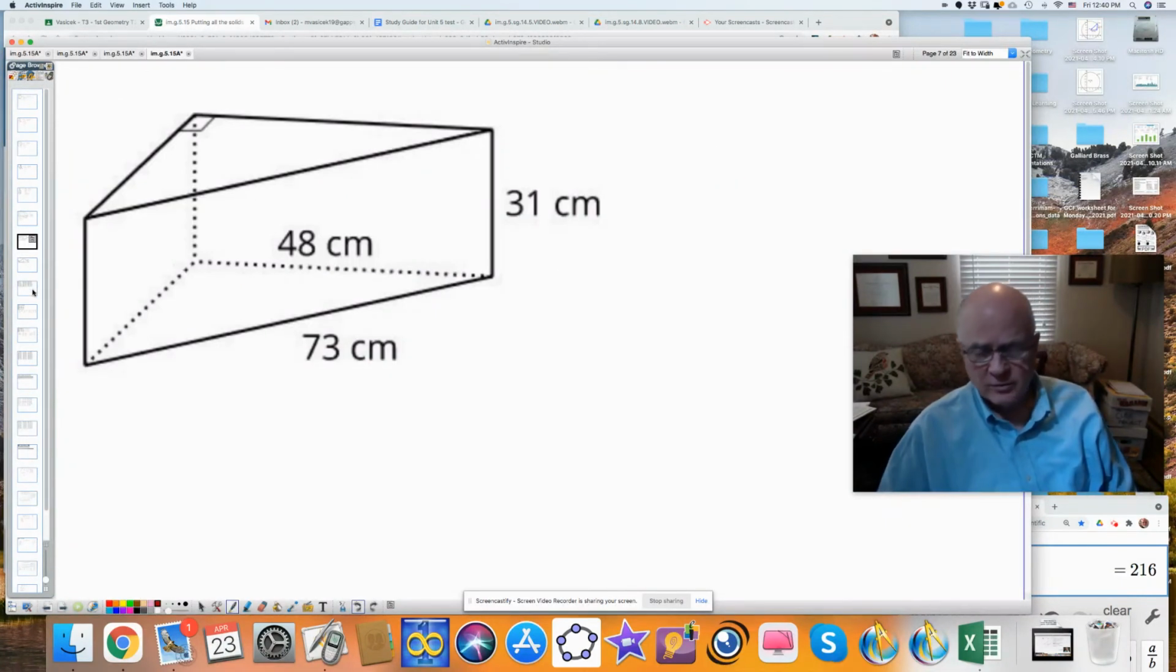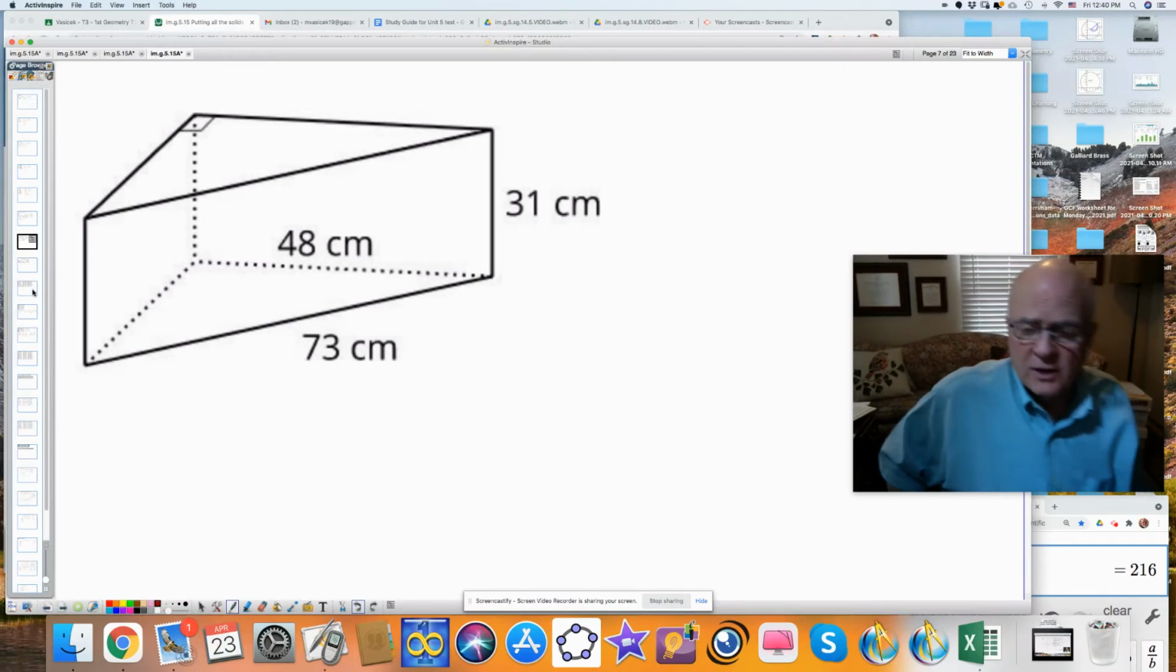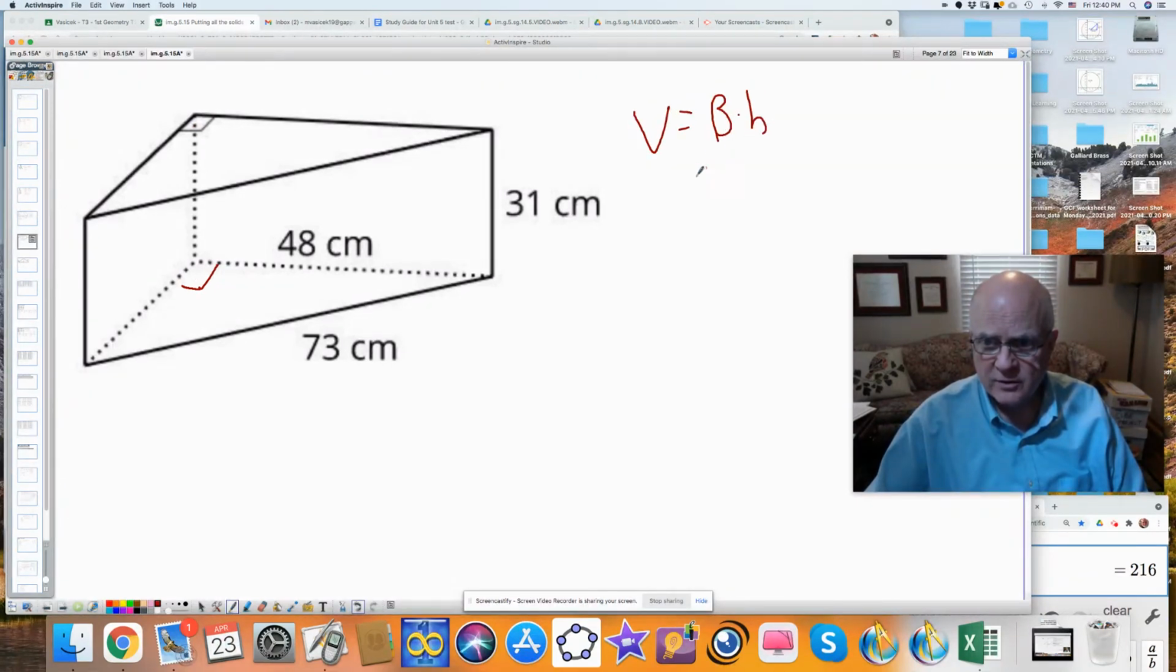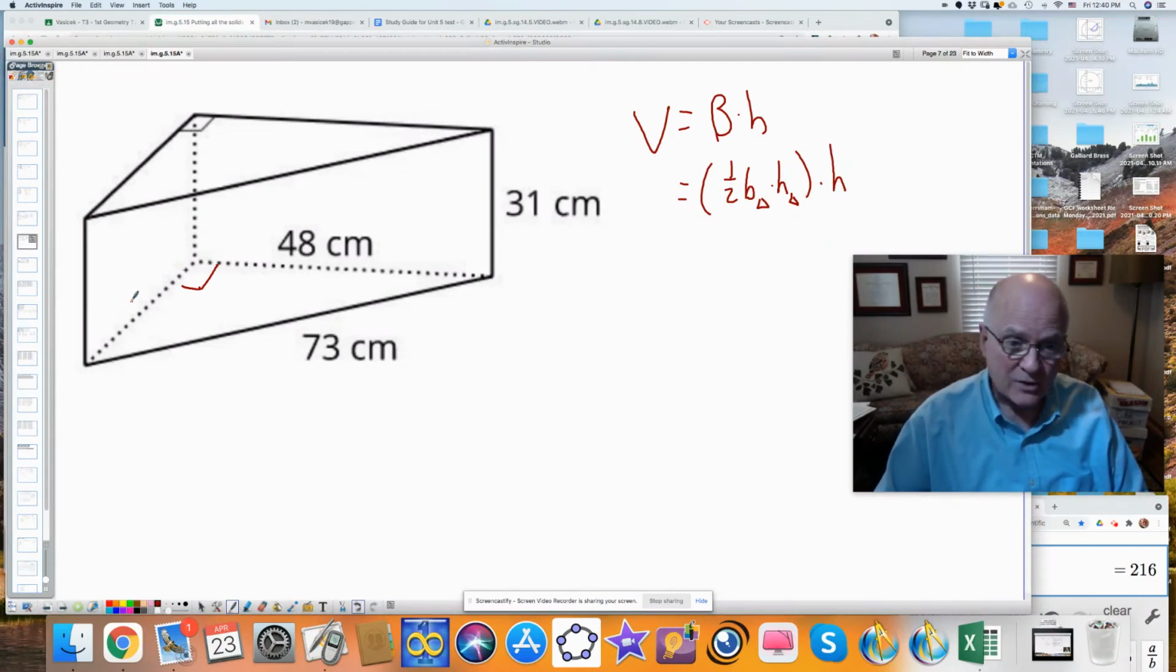The last problem from today that we're going to talk about is this one. To find the area of this right triangular base, notice it's a right triangle. This is a prism. Volume is equal to the area of the base times the height. And the base is a triangle, so it's got to be 1/2 times the base of the triangle times the height of the triangle times the height of the prism. Well, I don't know this. I'll call it x. How can we find it?